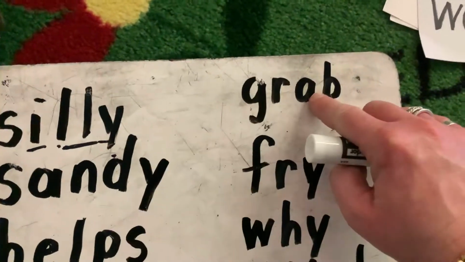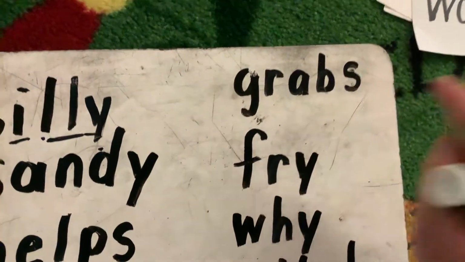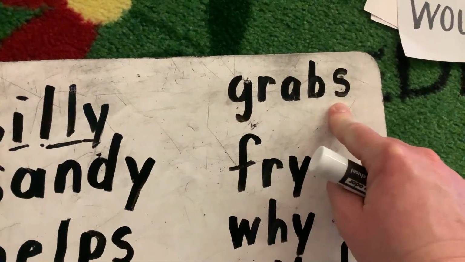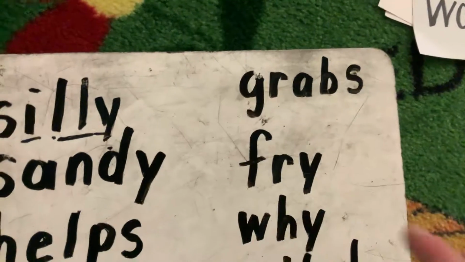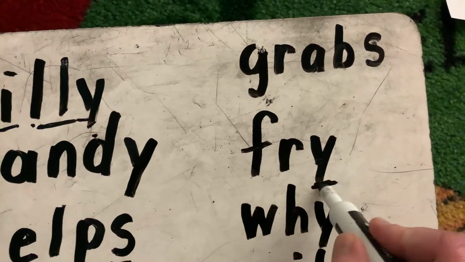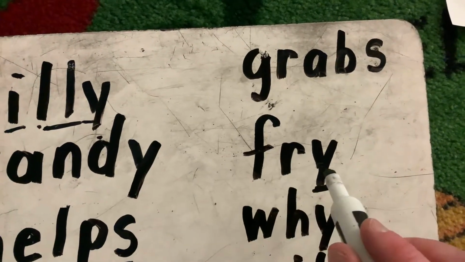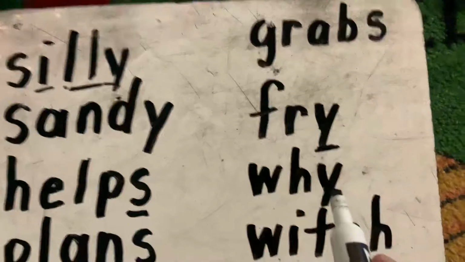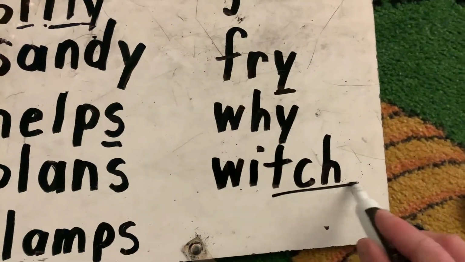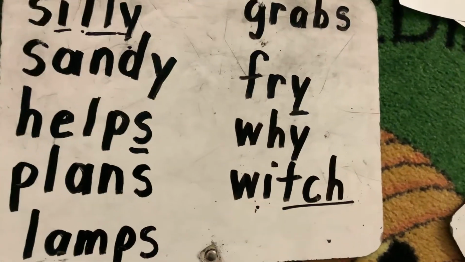All right. Here's another base word. Grab. But let's make it happening right now. Grabs. He grabs his coat. Our suffix s. Grabs. Ooh, I see a vowel sound. In a one-syllable word, Y says I. Fry, we have one vowel sound. Y, and we know that's our TCH. Witch, like the Halloween witch, because I don't have a WH.